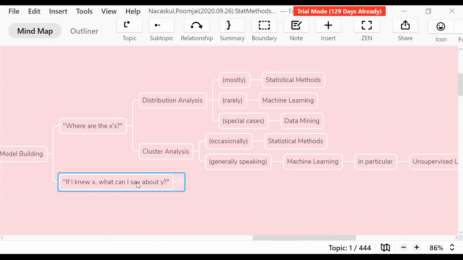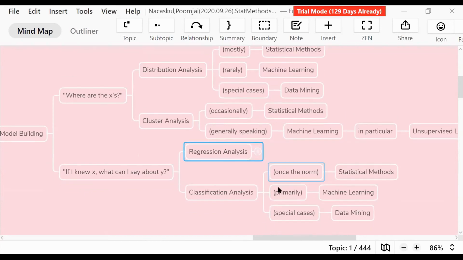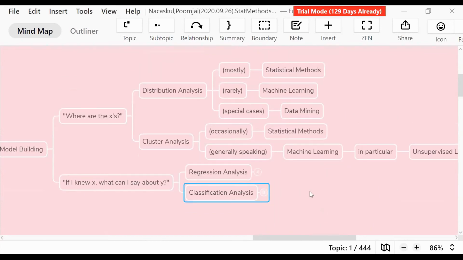Now let's go to this guy. If I knew X, what can I say about Y? Well, that comes in two flavors. One flavor is called regression analysis. One flavor is called classification analysis. And they are, in a way, similar. Give me X, I'll give you Y. If you told me X, I'll guess Y. The more I know about X, the better I can tell you about Y. The difference is in what the target variable is, right?